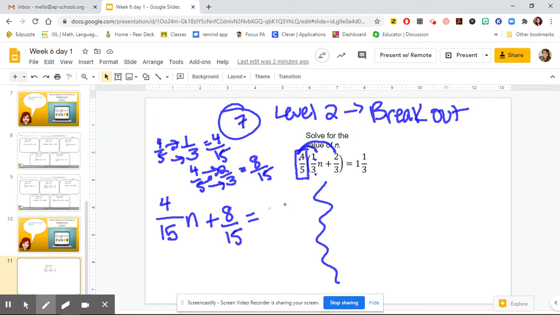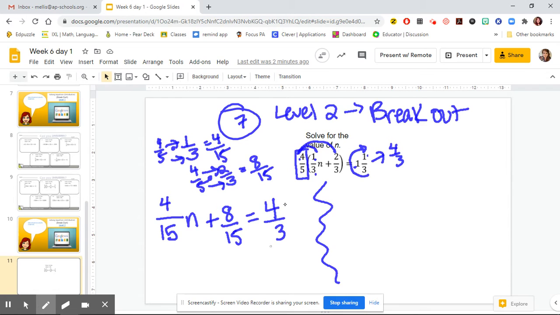And that's going to equal 1 and 1/3, but I'm going to write it as an improper fraction. So I'm just going to go like that. 3 times 1 is 3, plus 1 is 4 over 3. So that's how that is, okay?